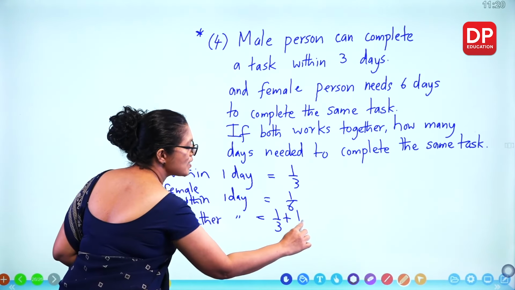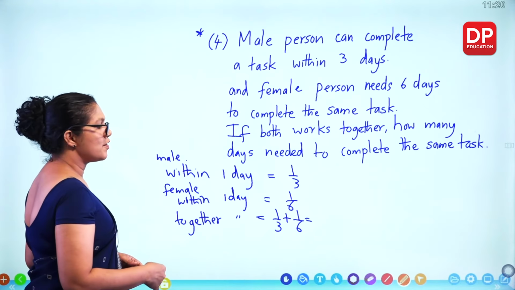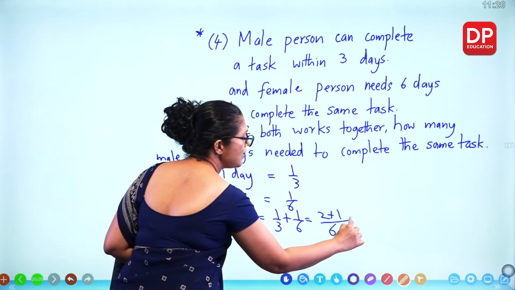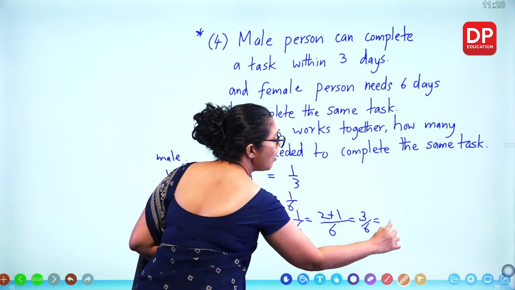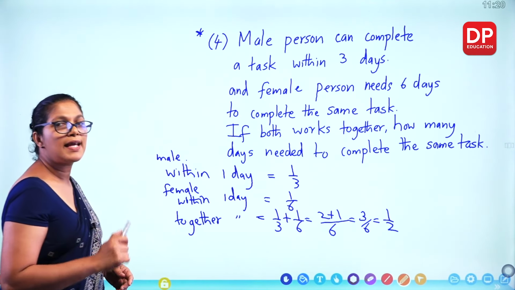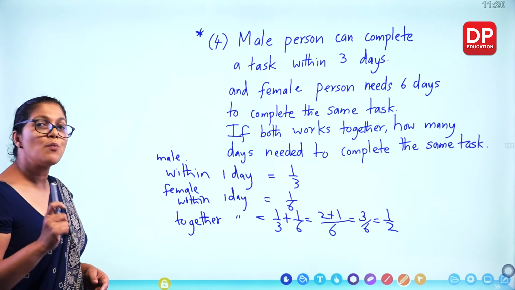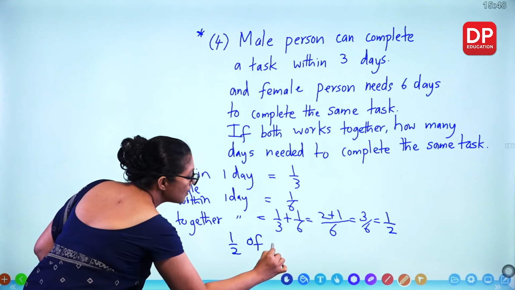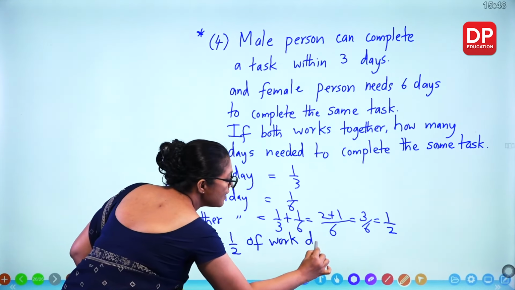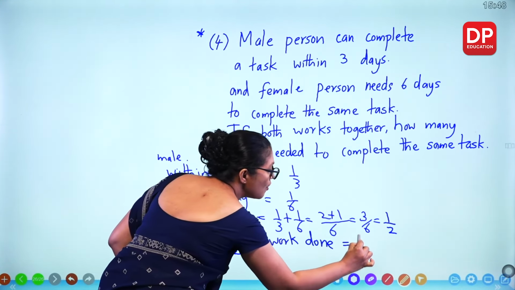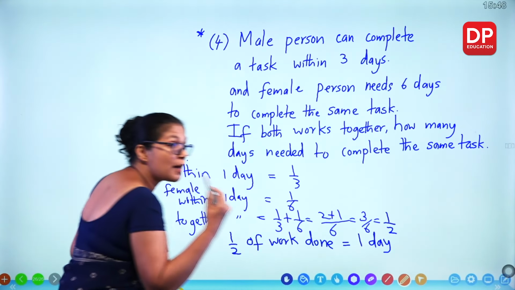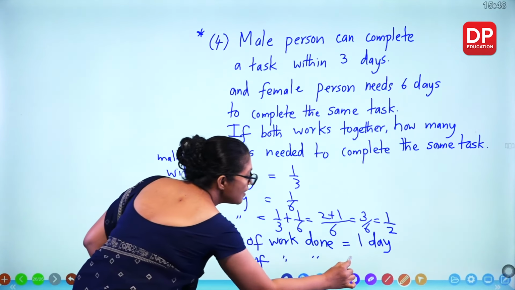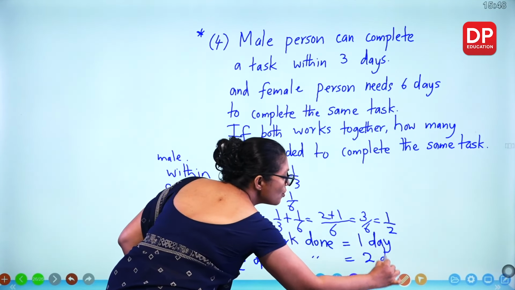1/3 plus 1/6. So what's the answer? We can convert to the same denominator. You get 2 plus 1, that's 3/6, or half of the work they can complete together within 1 day. So that means half of the work is done in 1 day. So to complete the work, 2/2 of the work is done in 2 days.